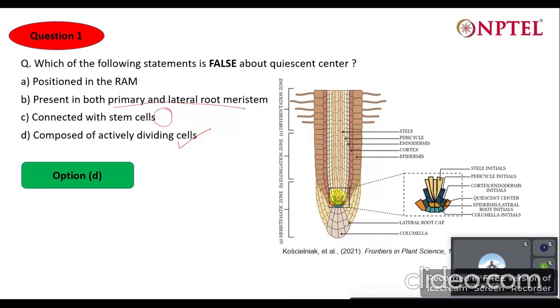With this diagram, the quiescent center is shown in yellow color, that has been widened in this figure.